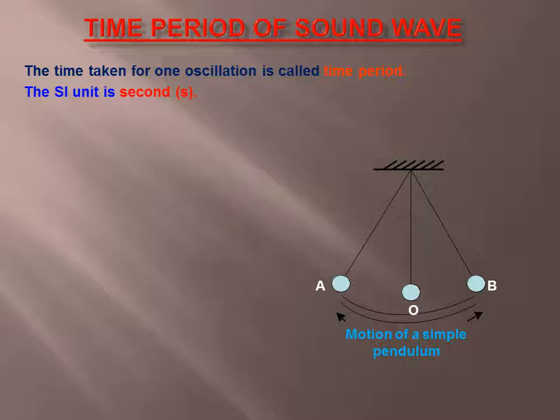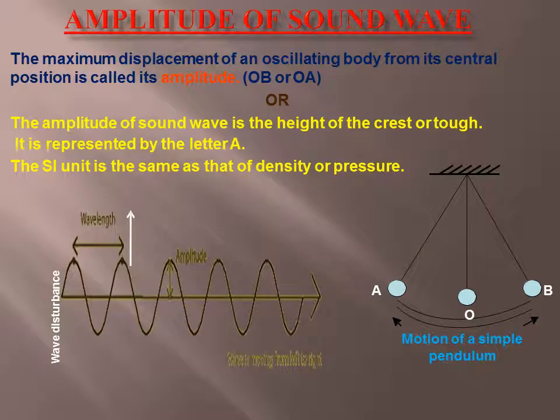Now let's move to the next part, the amplitude of a sound wave. What do you mean by amplitude? The maximum displacement of an oscillating body from its central position is called its amplitude. That means from O to A or O to B, the distance between AO or the distance between OB. As it is oscillating in a periodic motion, the distance AO is similar, and it takes the same time to oscillate from point O to point B.